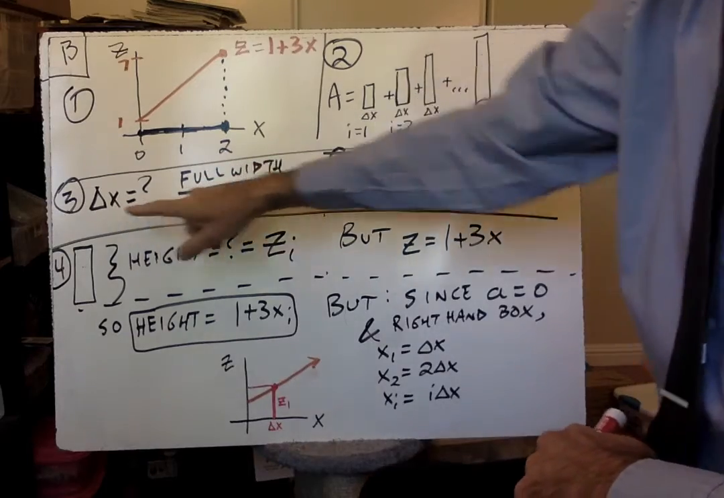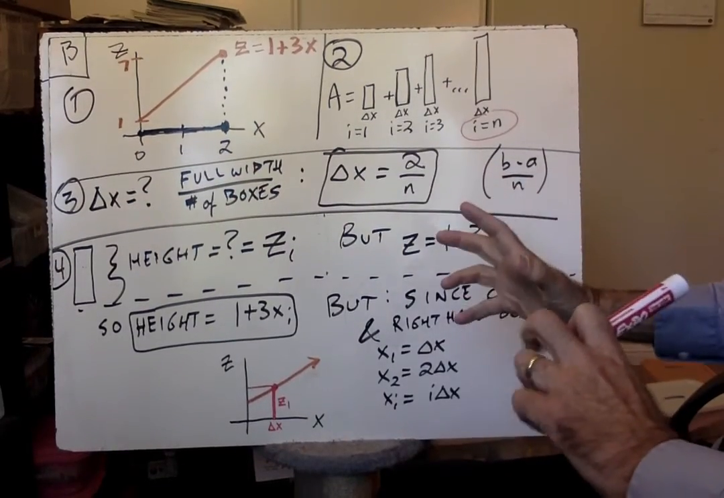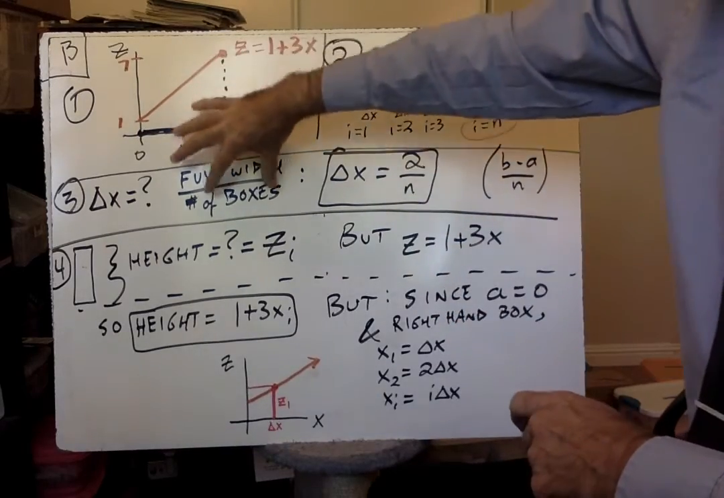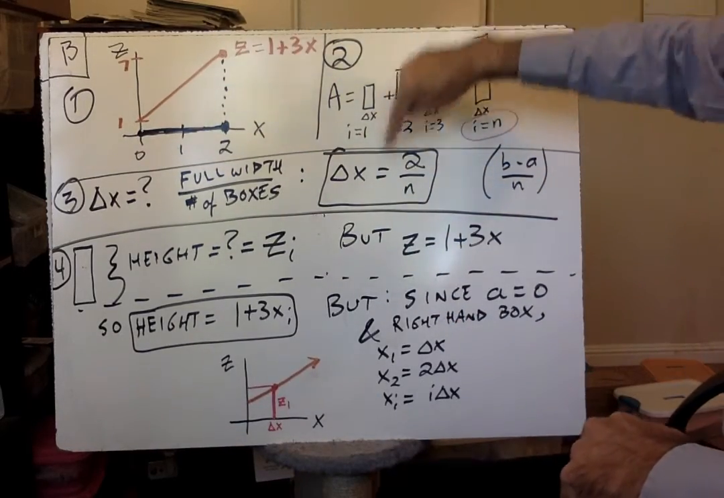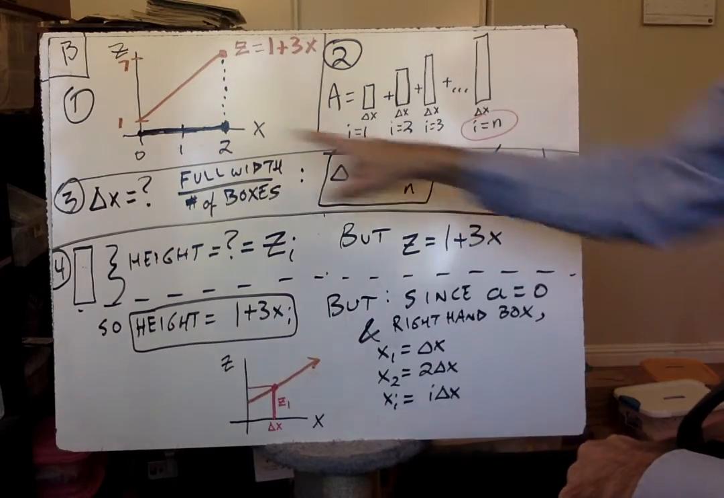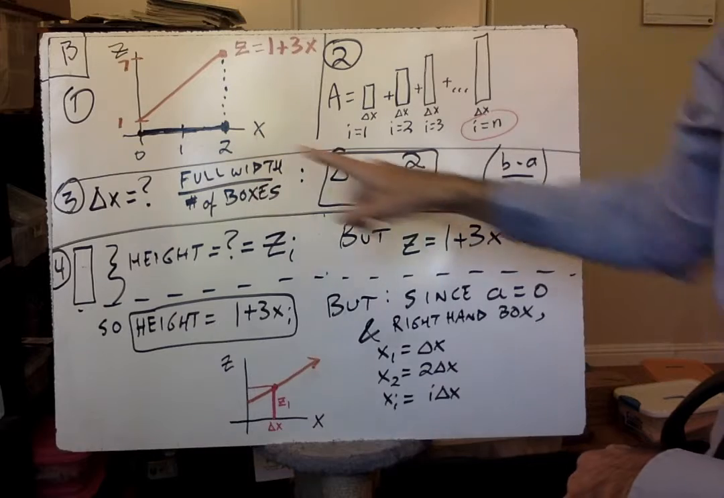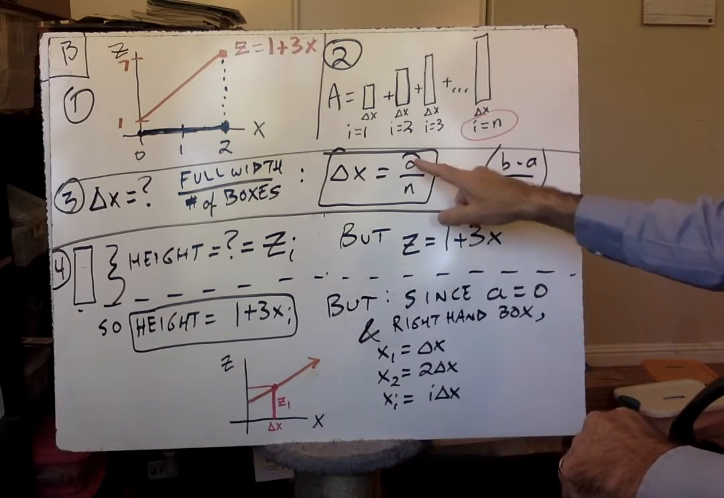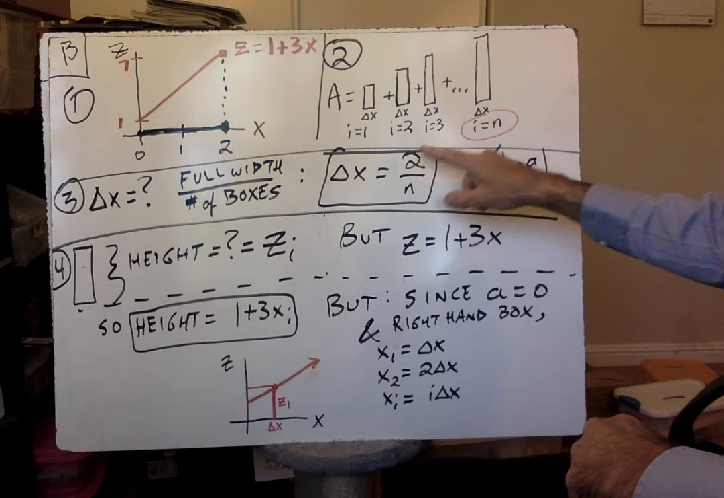So delta x is a redundant letter. We don't need delta x because we've already got the letter n. So it's the full width divided by the number of boxes. In this particular problem, that's 2 divided by n. In general, if we start at x equals a and end at x equals b, it would be b minus a over n. This would be the general expression for delta x. Here is the one specific to this problem.